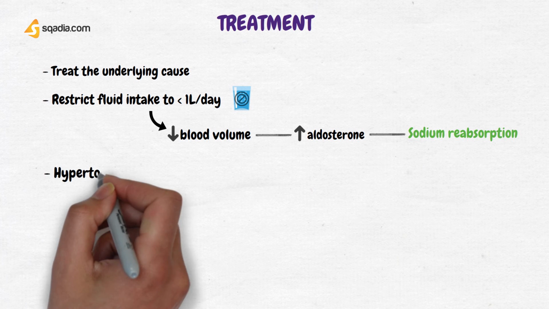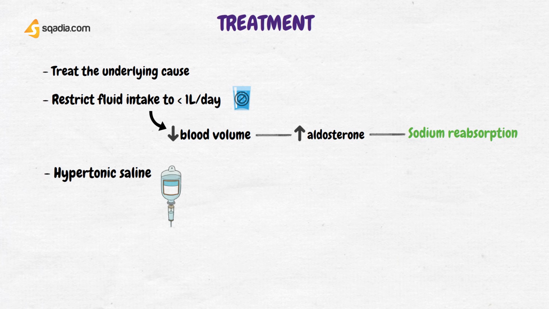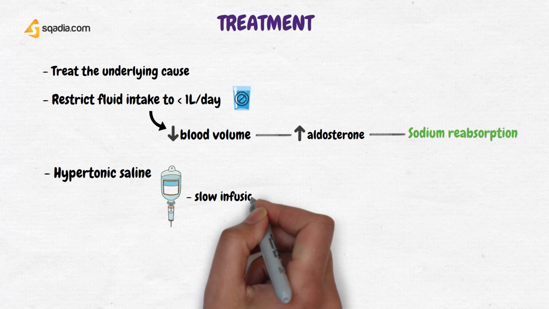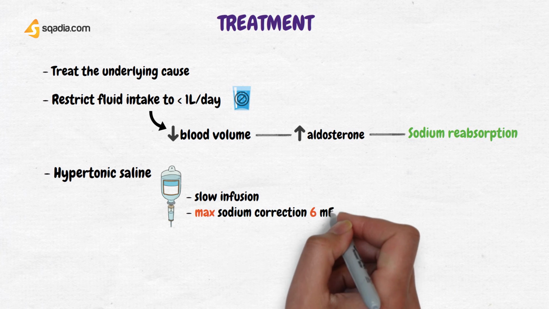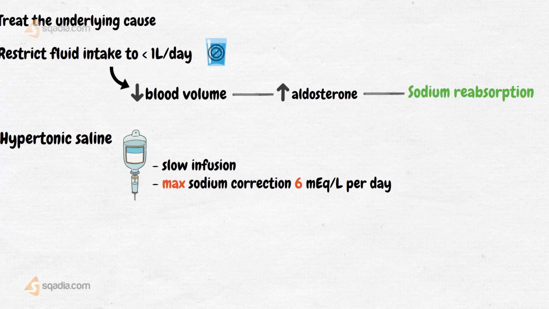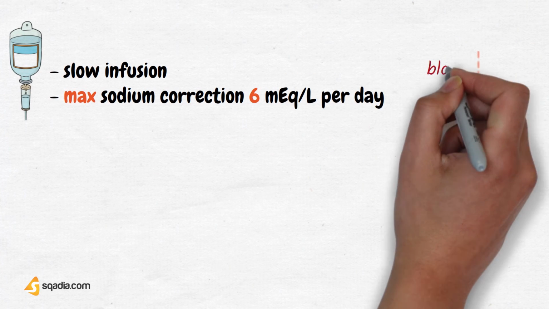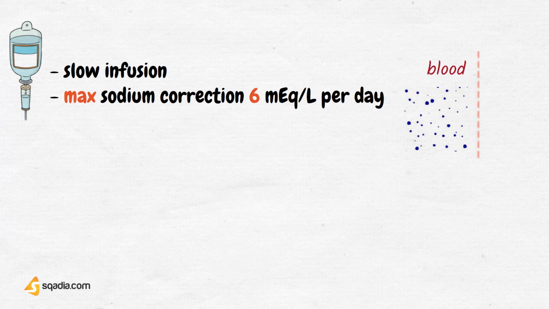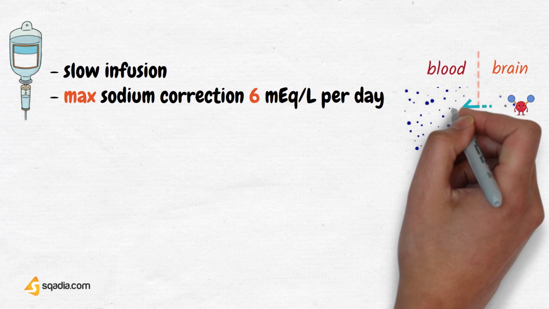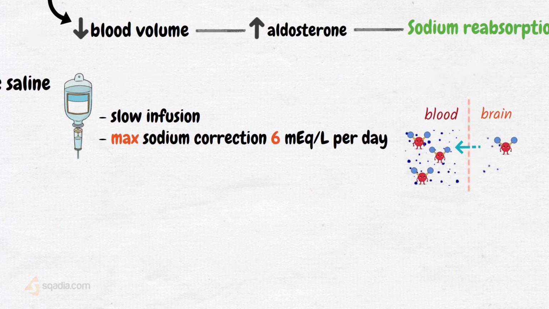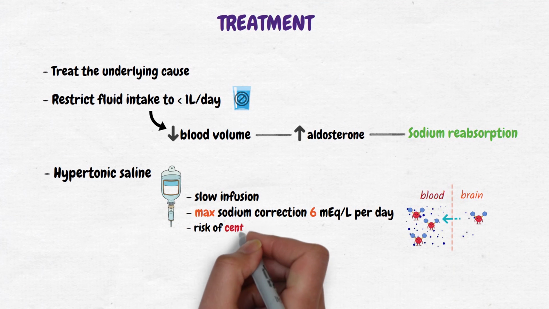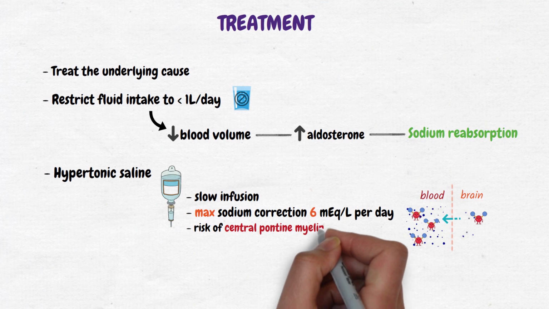Hypertonic saline infusions can also be given to replenish sodium, making sure that the infusion is given slowly and the maximum correction of sodium per day is 6 milliequivalents per liter. If sodium correction is done any faster, it causes the blood concentration to increase too quickly before the brain can adapt. As a result, water diffuses along the concentration gradient from the brain parenchyma into the blood, shrinking the brain parenchyma. This debilitating condition is known as central pontine myelinolysis.